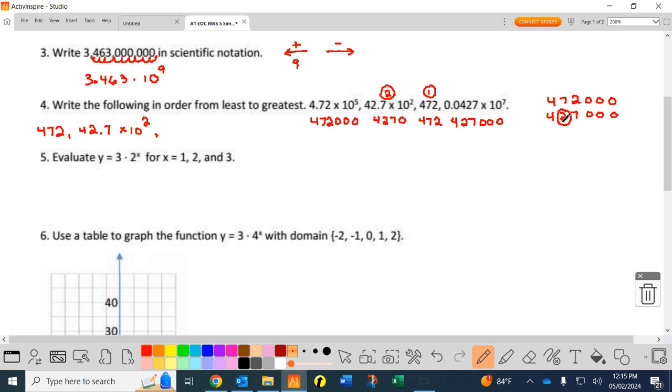Of these, the 27,000, the 2 right here, is worth less than that 7. So this one is going to be our next because we're going least to greatest. So that's going to put me at 0.0427 times 10 to the 7th. And then our last one is going to be this one, the only one left, which is going to be 4.72 times 10 to the 5th.